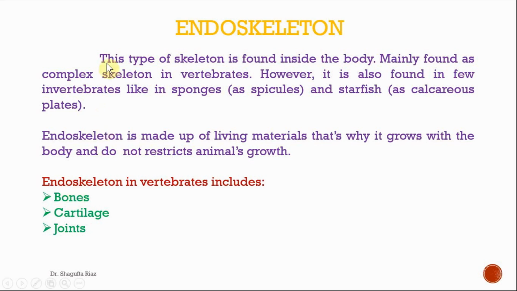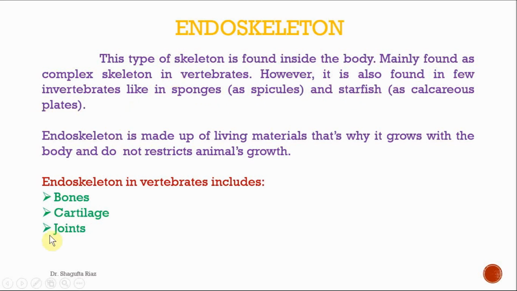Now endoskeleton. This type of skeleton is found inside the body, and is mainly found as a complex skeleton in vertebrates. Vertebrates are the example of the endoskeleton. However, it is also found in a few invertebrates, like in sponges. In sponges, it is present as spicules. You have studied phylum Porifera, in which we studied the spicules, which provide the structure and shape of the sponges, and in starfish as calcareous plates.